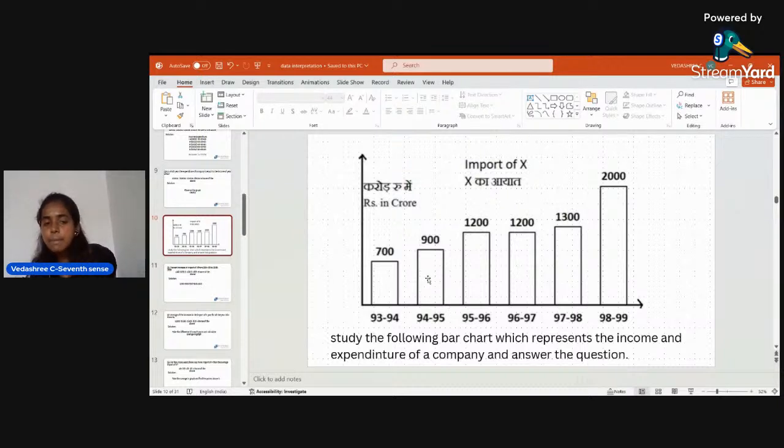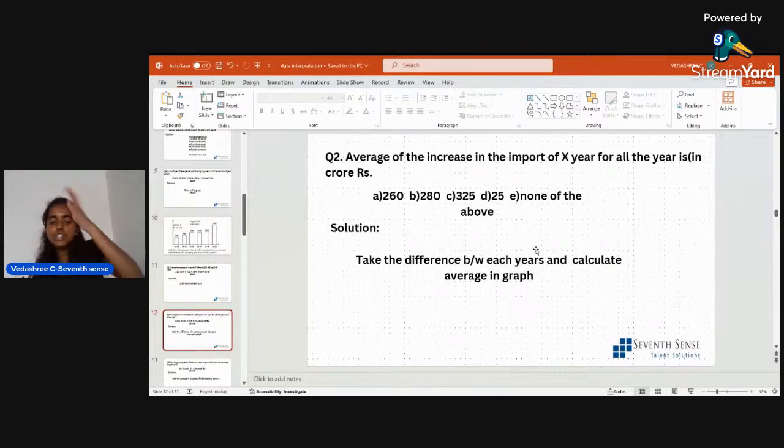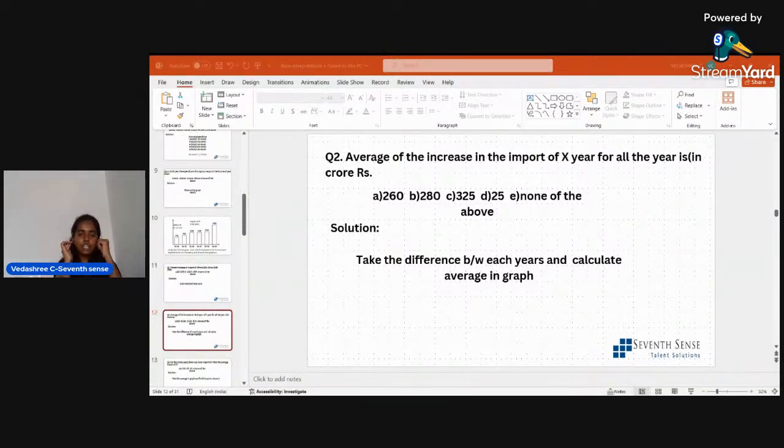700 minus 900, what is the difference? 200. Then 900 minus 1200, what is the difference? 300. Like this, first we need to take the difference between each year and calculate the average in the graph. So first take the difference, then calculate the average. Calculate the answer for this.